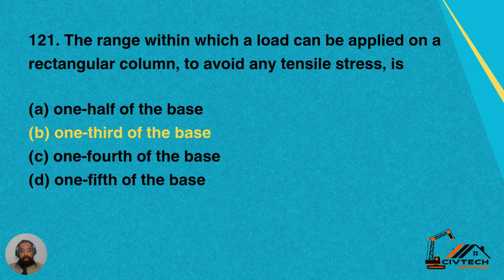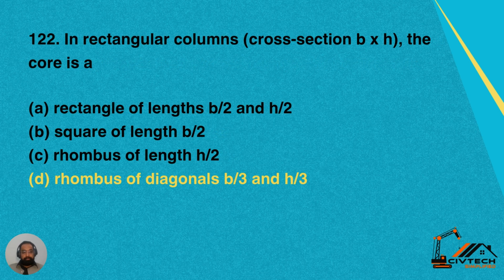121. The range within which a load can be applied on a rectangular column to avoid any tensile stress is, what is the range in which load is applied on a rectangular column so that tensile stresses are avoided? Option A, 1/2 of the base. Option B, 1/3 of the base. Option C, 1/4 of the base. Option D, 1/5. Yes, it's 1/3 of the base, from the center of gravity. So B is the correct option.